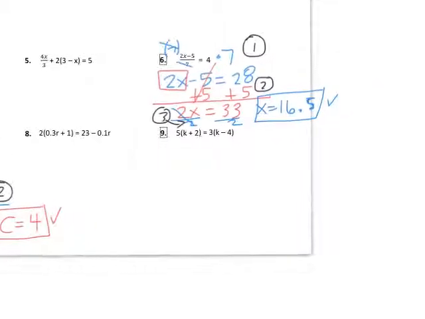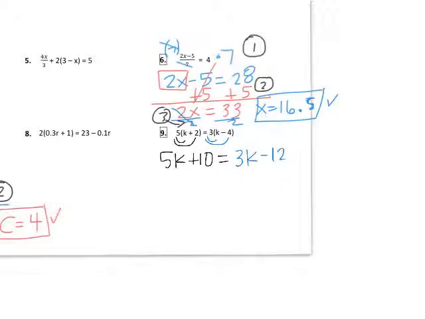Okay, now I'm going to finish up on this page with number 9. Let's go ahead and try this one. We do have some distribution that we need to do. The 5 has to be distributed to both the k and the 2. So 5 times k is 5k, 5 times 2 is 10. And then on the right hand side, I'm going to distribute the 3 to the k and the 3 to the negative 4. So I end up with 3k minus 12.